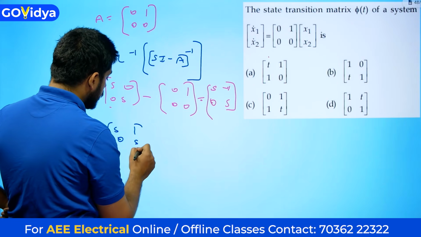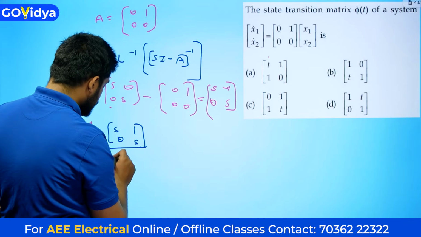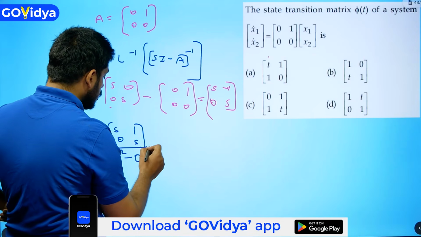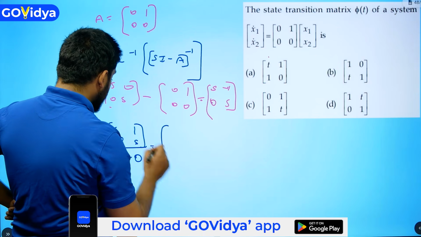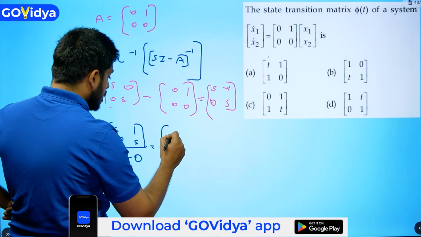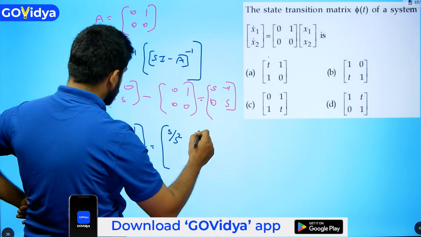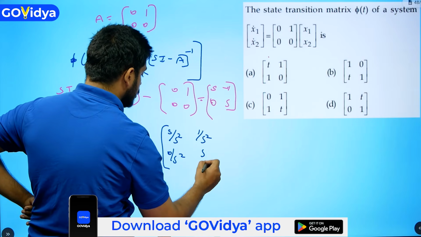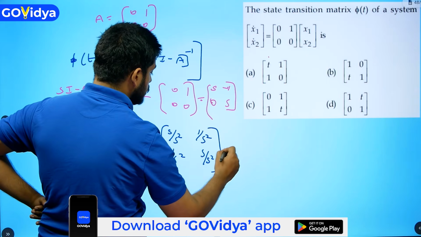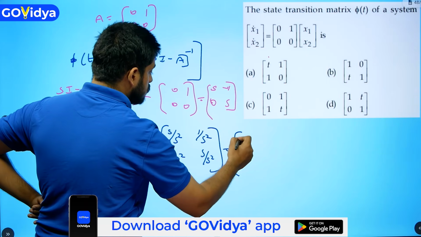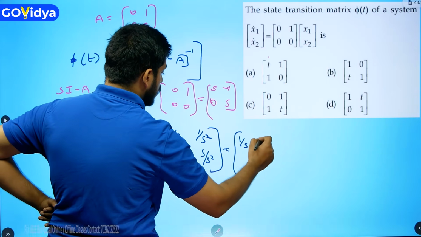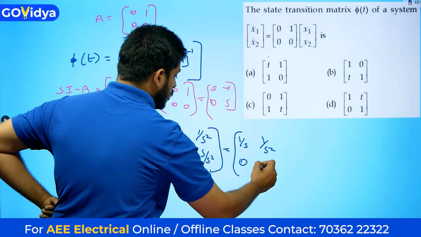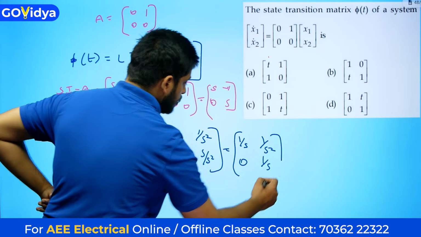Now the determinant of this, S into S, is S square, AD minus BC, 0 minus S is 0. So what are we going to get here? S by S square, 1 by S square, 0 by S square, S by S square. From this, S by S square will be 1 by S, 1 by S square will be 1 by S square, 0 by S square will be 0, S by S square will be 1 by S. This is the process.